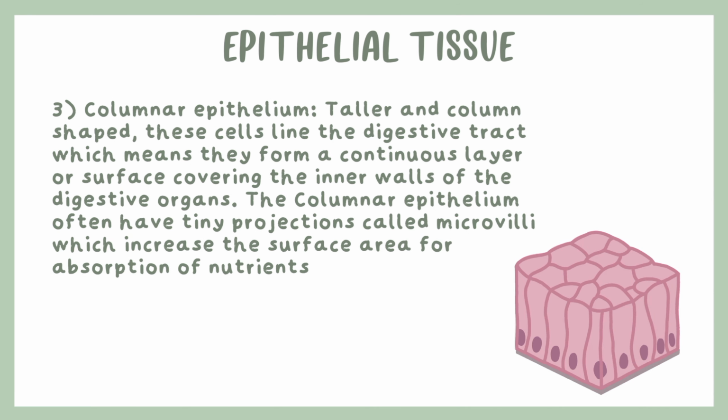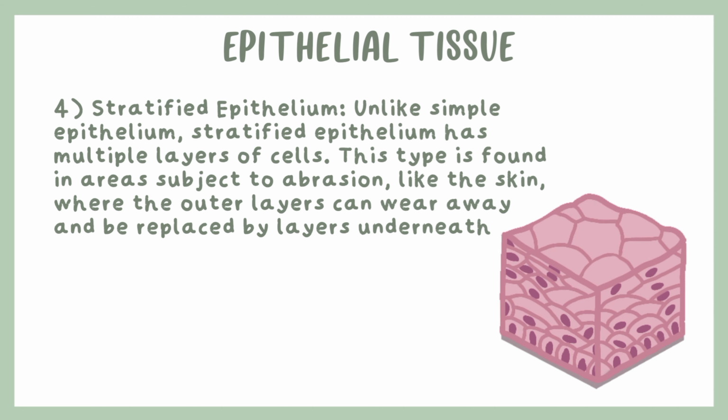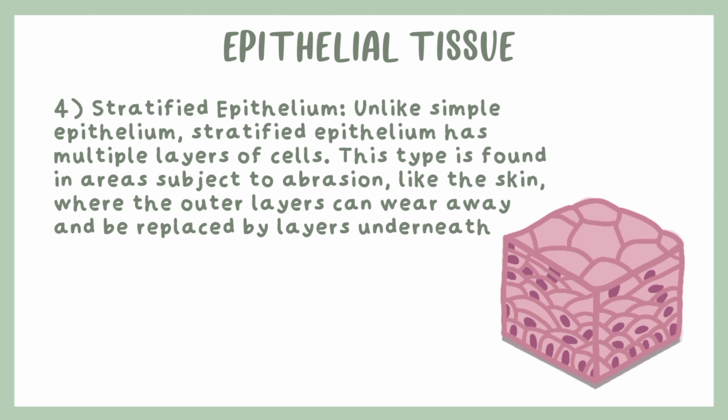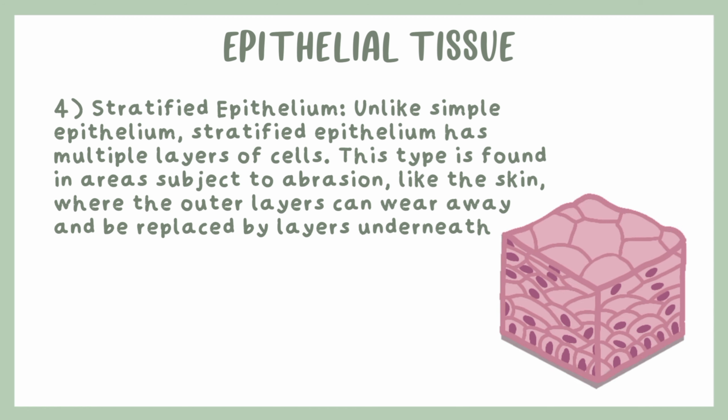Columnar epithelium. Taller and column-shaped, these cells line the digestive tract, which means they form a continuous layer or surface covering the inner walls of digestive organs. Columnar epithelium often have tiny projections called microvilli, which increase the surface area for absorption of nutrients. Stratified epithelium. Unlike simple epithelium, stratified epithelium has multiple layers of cells. This type is found in areas subject to abrasion, like the skin, where the outer layers can wear away and be replaced by layers underneath.